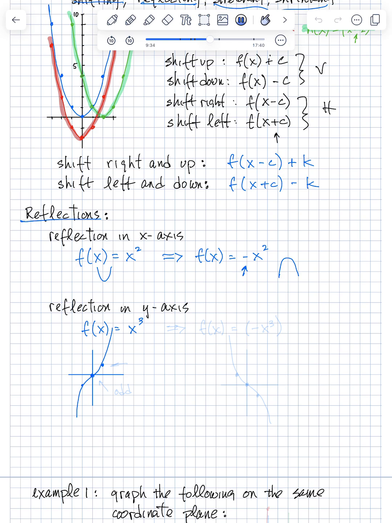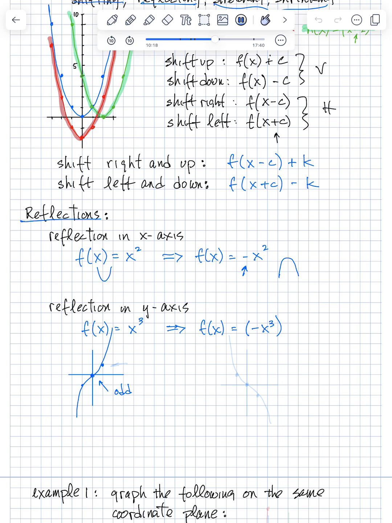It's odd because if you rotate it about the origin 180 degrees, it looks the same. So this is an odd function. So if we want to reflect it in the y-axis, what this becomes, f of x is equal to negative x cubed. Notice the negative sign is inside the parentheses, and that gives you a reflection in the y-axis.